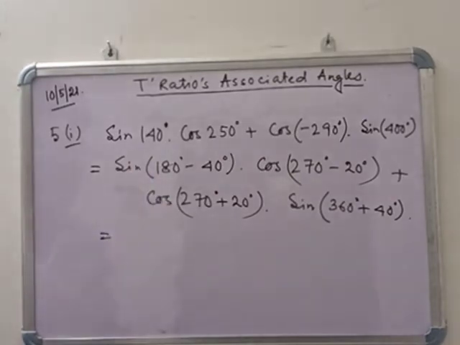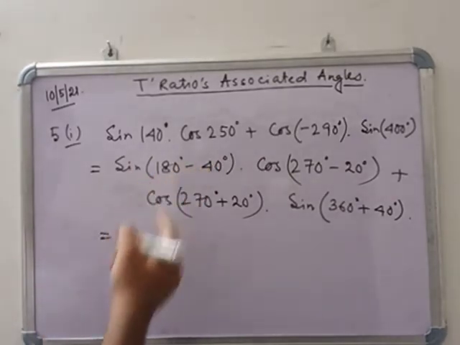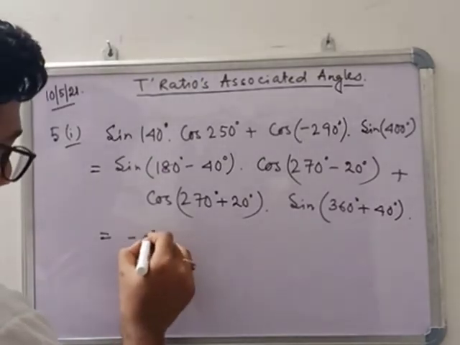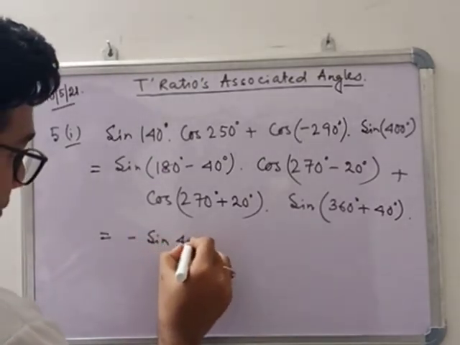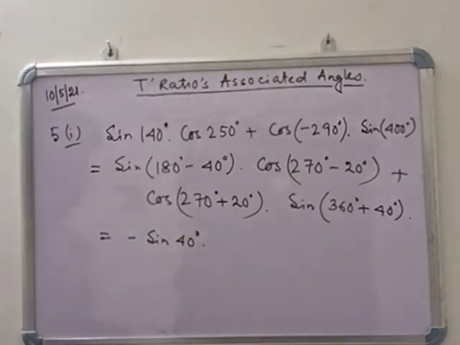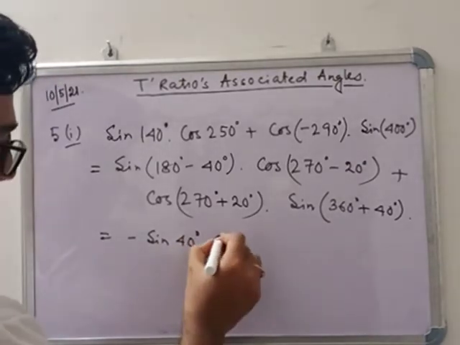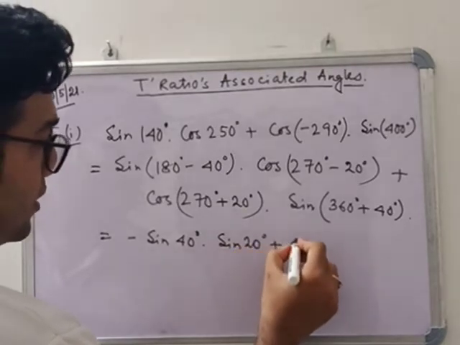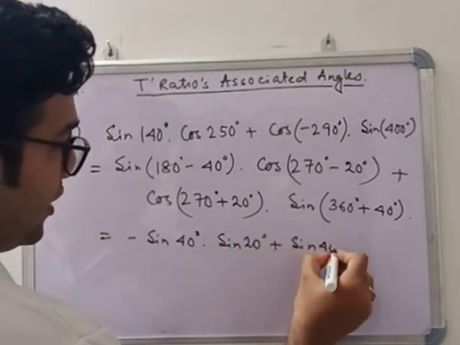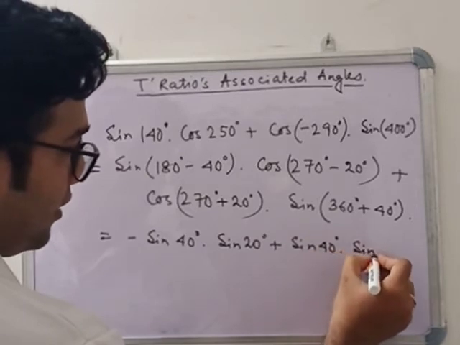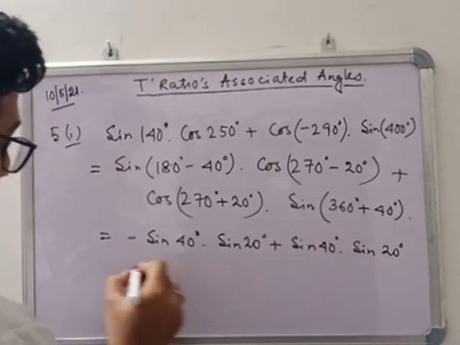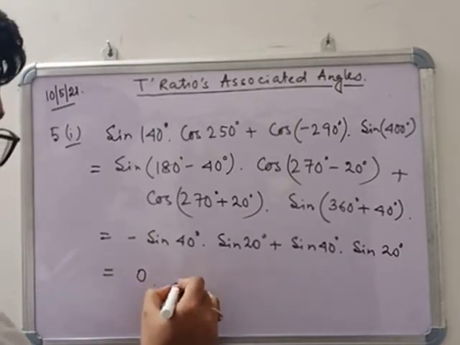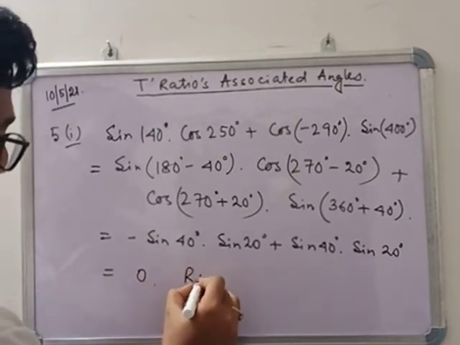So now we can write here sine 180 minus 40, that means sine 40, minus sine 40. Okay. And this is sine 20. And also plus sine 40 into sine 20. This equals 0, which is the RHS given.